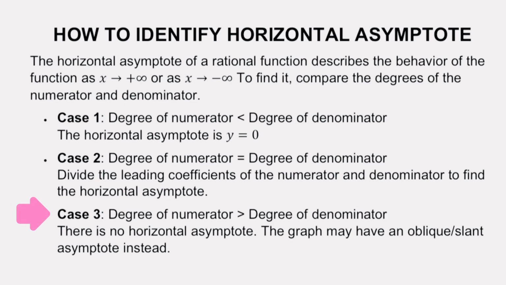For case 3, when the degree of the numerator is greater than the degree of the denominator, there is no horizontal asymptote. However, the graph may have an oblique or slant asymptote instead. To determine the equation of the oblique or slant asymptote, we divide the given rational function. We can use long division for it.